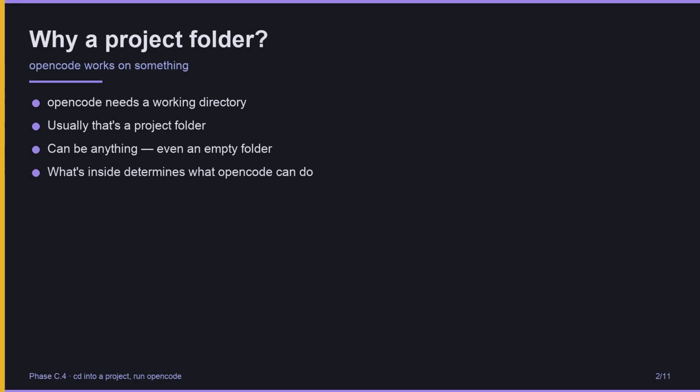Why does opencode need a project folder? Because it works on something. That something is a folder on your disk. Usually a real project, a codebase, a writing folder, a config directory. Can be anything, even an empty folder for testing. What's inside determines what opencode can do. If there's no code, it can't review code.